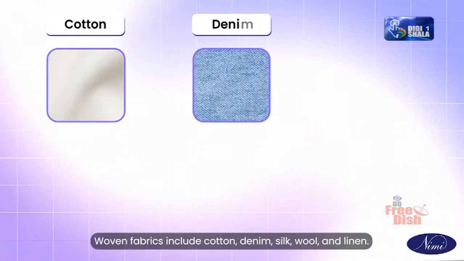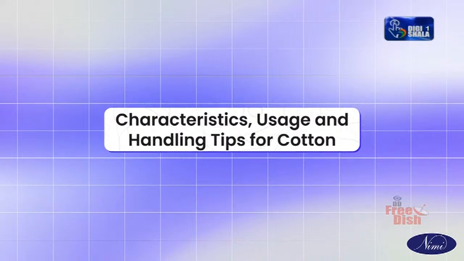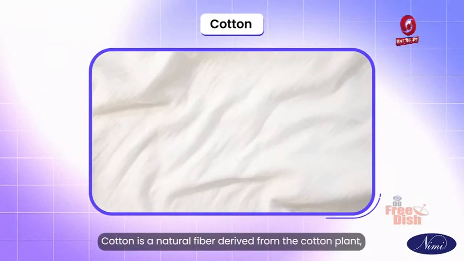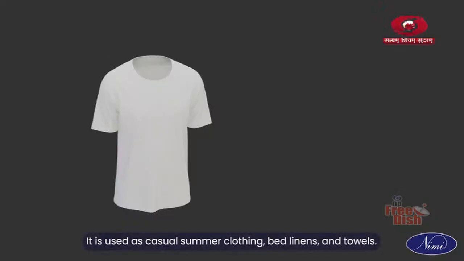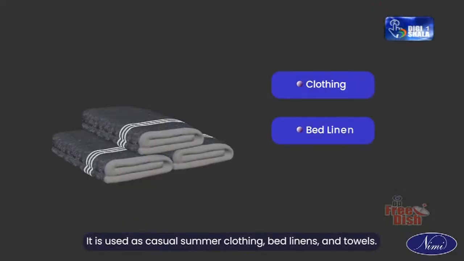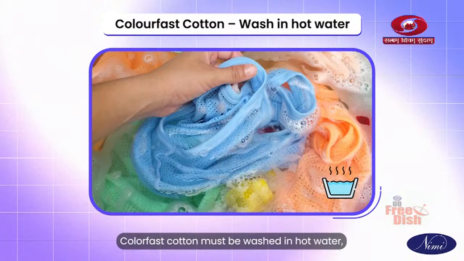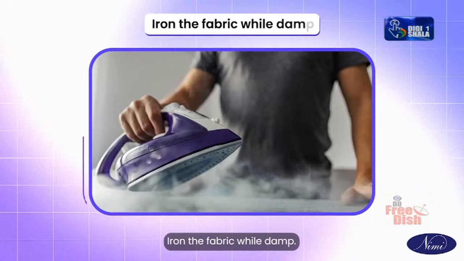Woven fabrics include cotton, denim, silk, wool, and linen. Here's a brief overview of the characteristics, usage, and handling tips for cotton. Cotton is a natural fiber derived from the cotton plant, known for its strength, breathability, and absorbency. It is used as casual summer clothing, bed linens, and towels. Color-fast cotton must be washed in hot water, while others in cold water. Iron the fabric while damp.